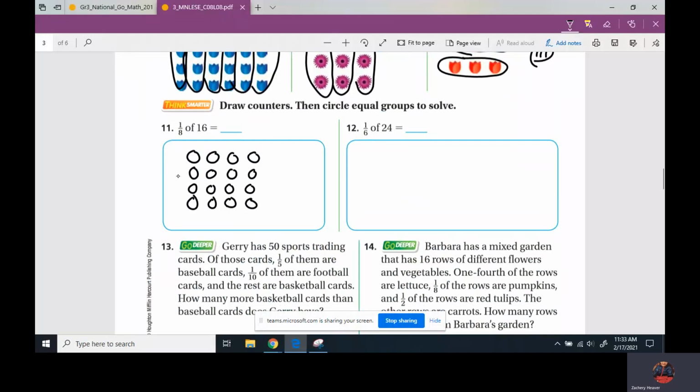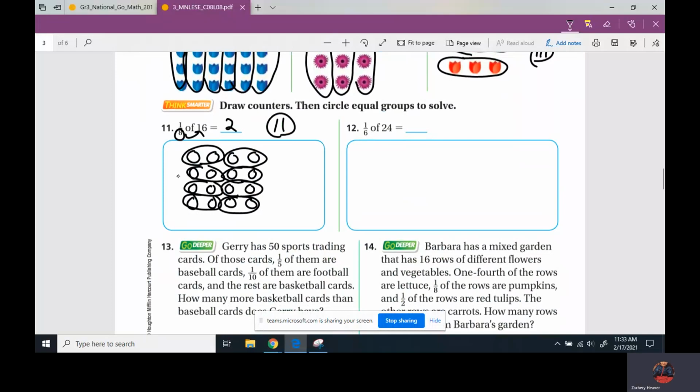1/8 of 16. Well, think, how many times can 8 go into 16? 8, 16. So each group is going to have 2 in it. So look, I should have 8 groups. 1 group, 2 groups, 3, 4, 5, 6, 7. There's my 8 groups, and there's 2 in each. So 1/8 of 16 is 2.